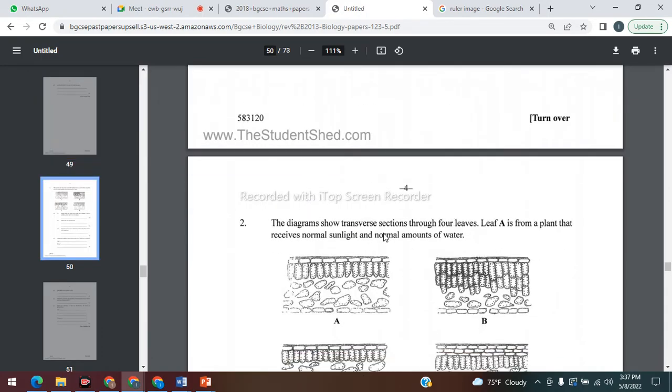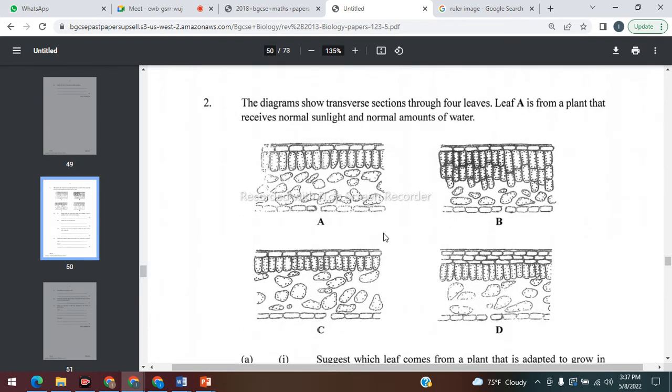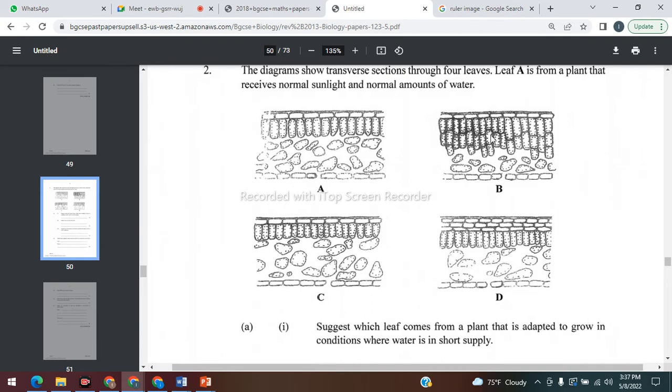Okay, let's go. The diagram shows transverse sections through four leaves. Leaf A is from a plant that receives normal light. So A is from a plant that receives normal light, normal sunlight, and normal amounts of water. And then we have B. B is different. I don't like this question. They could have given us something easy with plants.